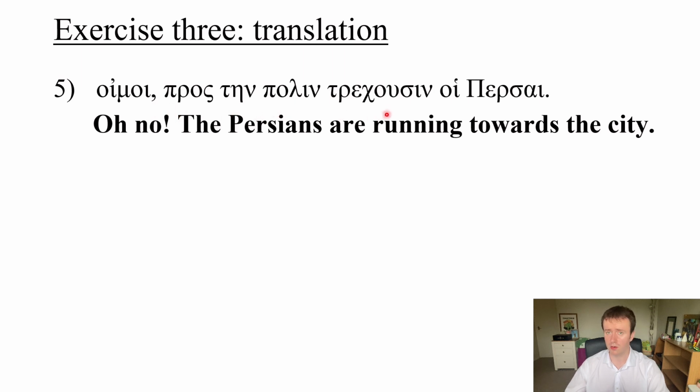Trehusin is they run, or they are running, and hoi persai, the Persians, are the subject, which we know from the masculine nominative plural definite article hoi, and also the ending I, which is the nominative plural ending for 1D nouns. So overall then, it must be, oh no, the Persians run or are running towards the city. In ancient Greece, that was not a good thing, okay.